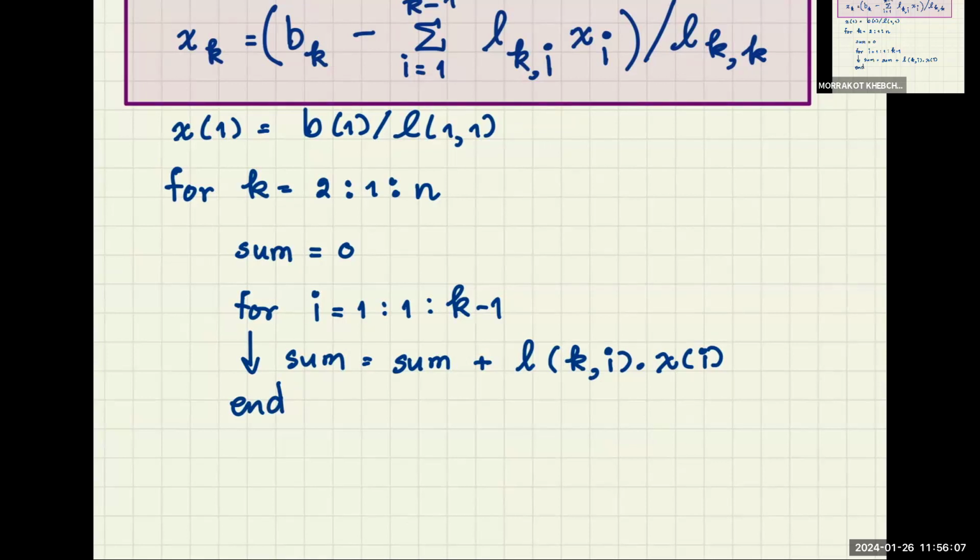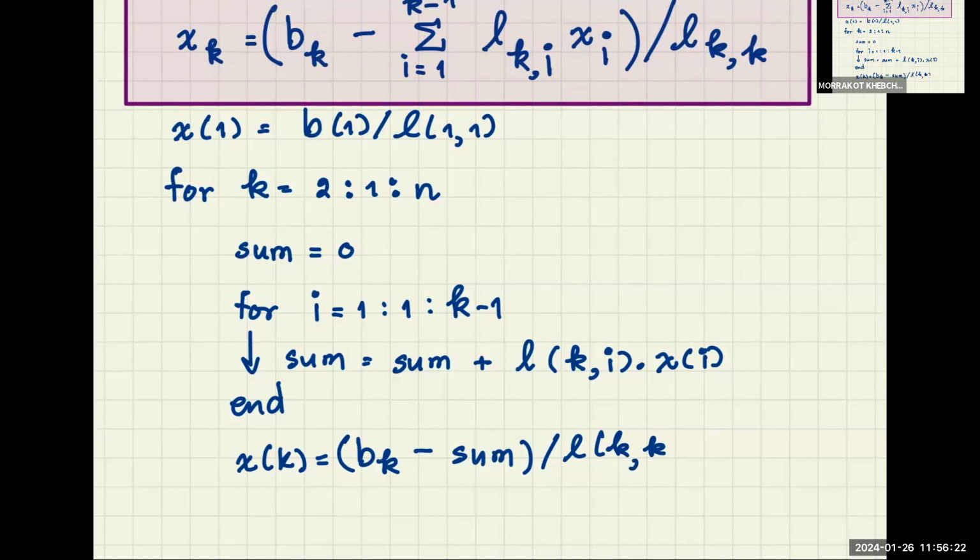And then you will get that x sub k, the row k, is b_k minus sum, divided by L_{k,k}. Okay, so this is called the forward substitution. Okay, you keep doing this.